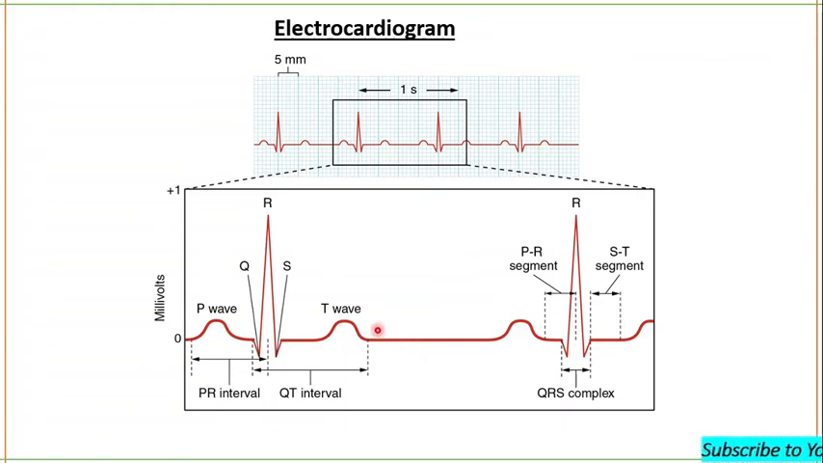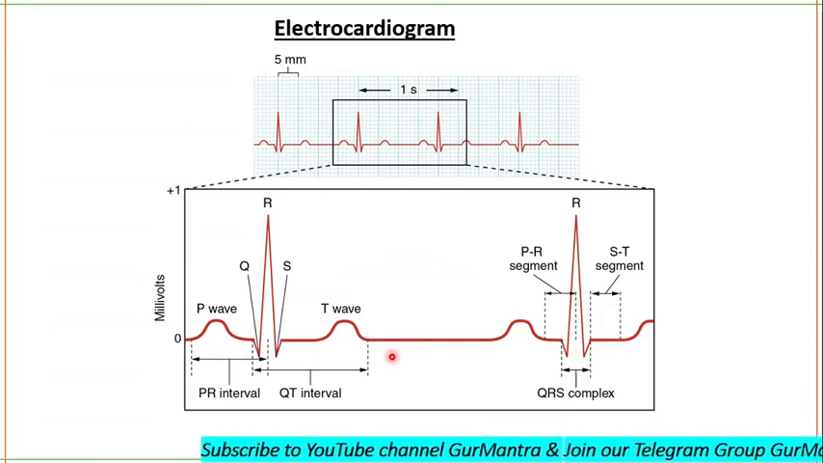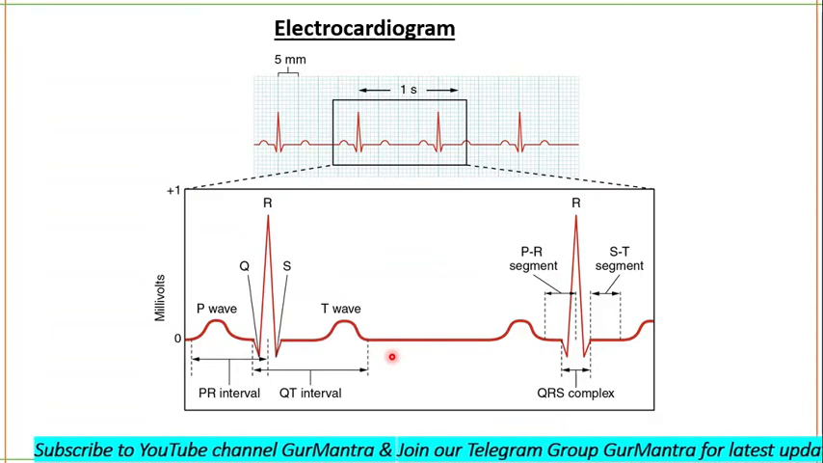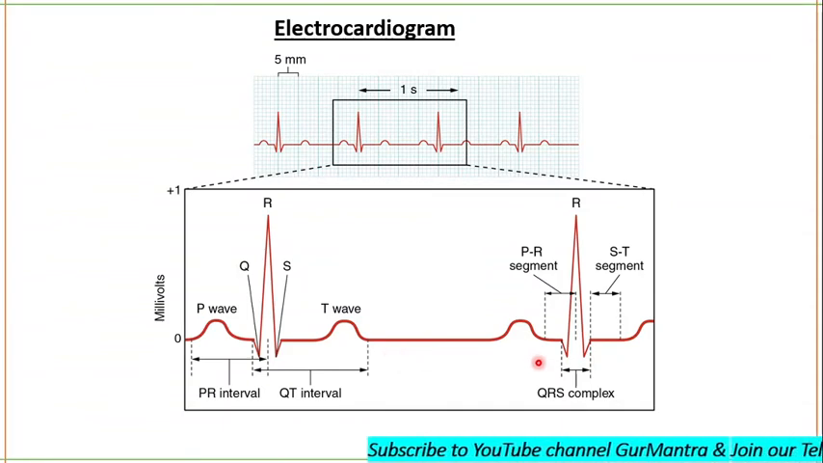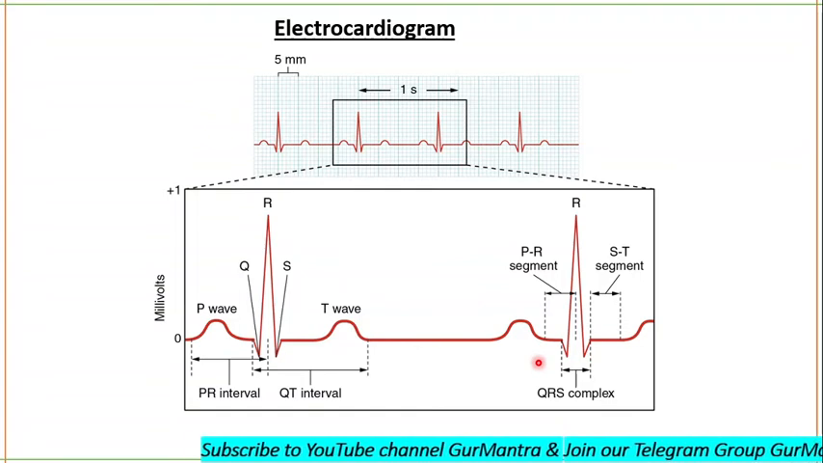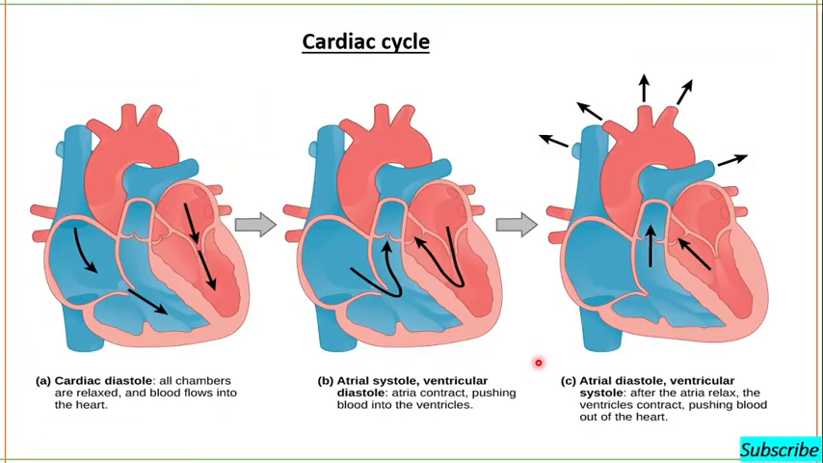But when this T wave is elevated, it shows there is a high potassium level in the blood, and it is called hyperkalemia. Okay, so during hyperkalemia, the T wave will be found elevated. Clear? So I think it is clear to you now, and you are not having any problem in understanding this. Okay, so let's talk about the cardiac cycle now.